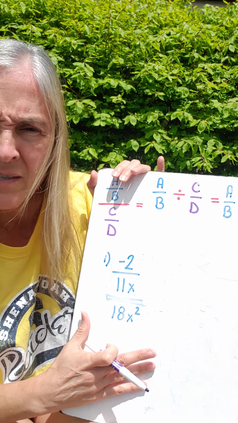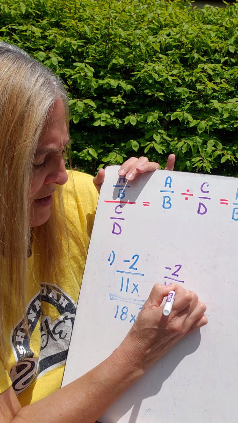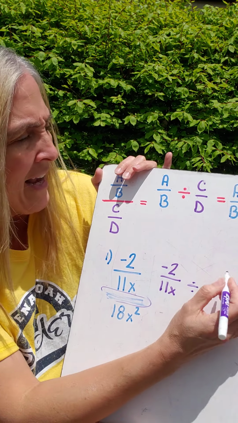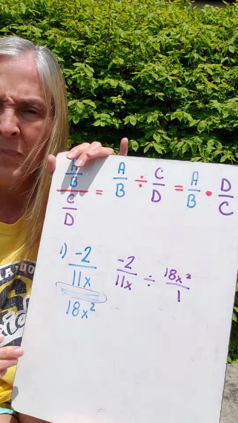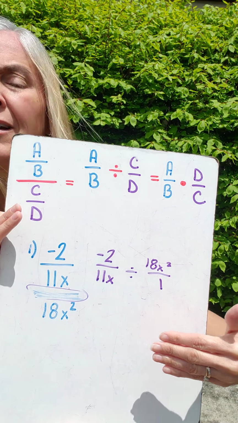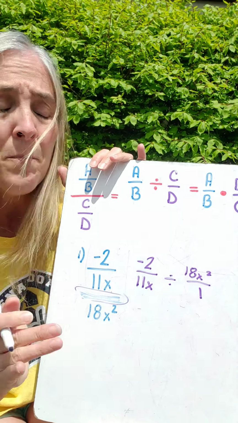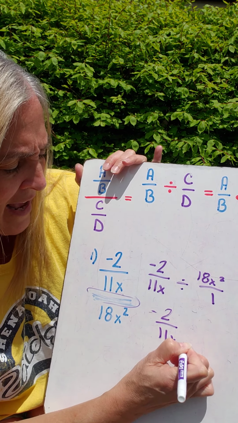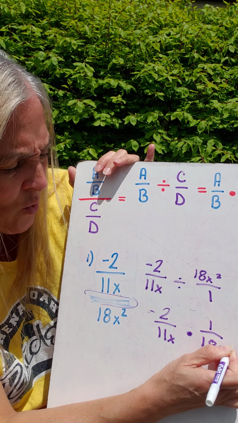So on my paper, if this is the problem that was in the textbook, I would say negative 2 over 11x is being divided by 18x squared over 1. And that way I fill out all 4 slots. I've got my numerator, my denominator, being divided by my numerator and my denominator. And when I get those 4 slots filled, then I can go ahead and say, well, that just means negative 2 over 11x times 1 over 18x squared.